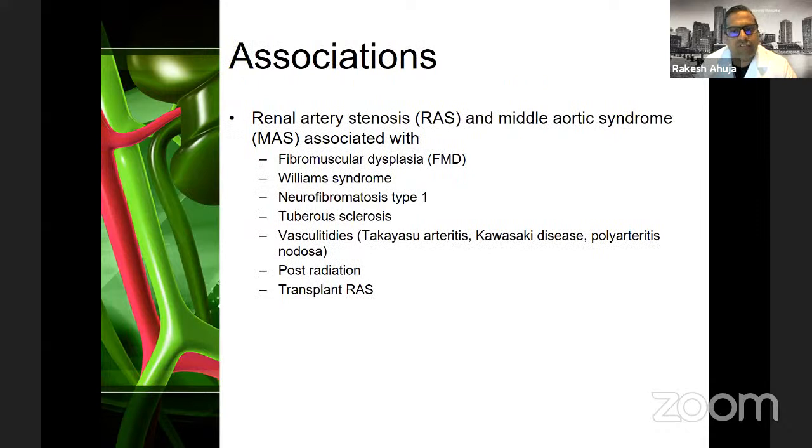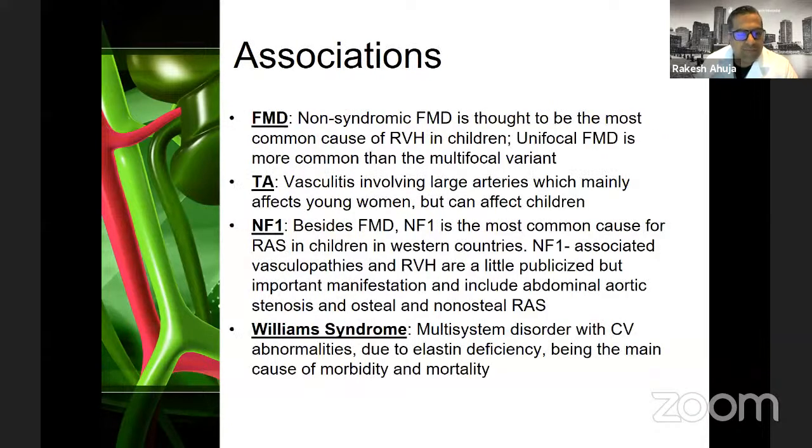Renal artery stenosis, especially renovascular hypertension, has several associations, some of which are listed here, and we won't be able to cover all of them in a comprehensive manner, but we'll only cover the salient aspects which are relevant to our topic. Renal artery stenosis and mid-aortic syndrome have an association with fibromuscular dysplasia, Williams syndrome, neurofibromatosis type 1, tuberous sclerosis, and multiple other vascular diseases, which include Takayasu's, Kawasaki, polyarteritis nodosa, and can even be a result of post-radiation and post-transplant.